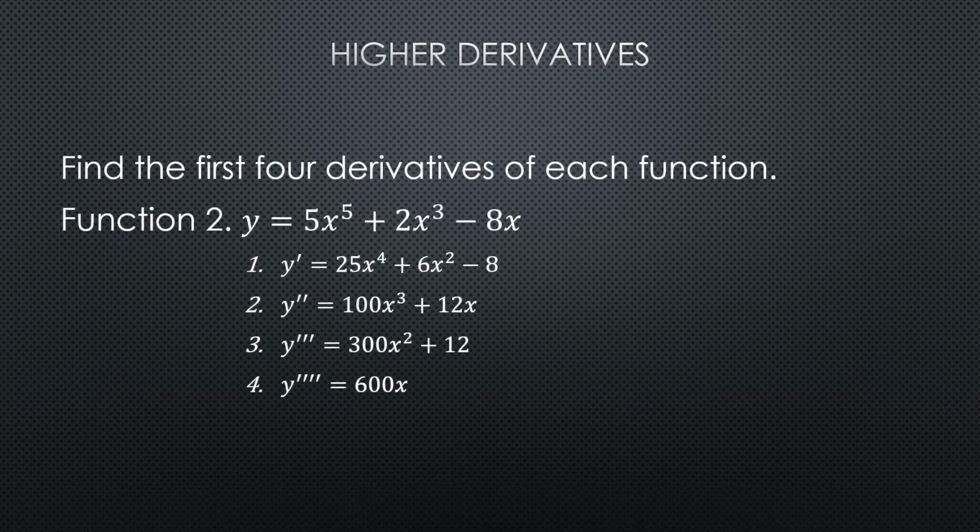So again, here's another example. The first derivative is going to be 25x to the fourth plus 6x to the second minus 8. Take the derivative of that as the second derivative. We've got 100x to the third plus 12x. The third derivative is 300x squared plus 12. And the fourth derivative is 600x.